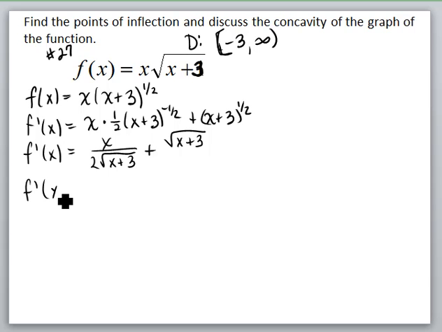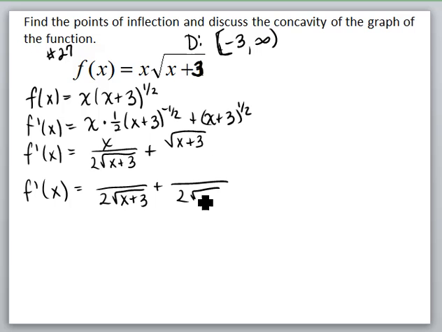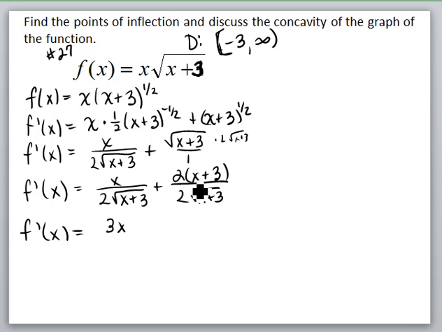So I need to combine these, which means I need common denominators. My common denominator is going to be 2 square root of x plus 3. This one doesn't change, however, this one was over 1. So when I multiplied the top by 2 square root of x plus 3, I end up getting 2 times x plus 3. So my first derivative will be rewritten as, this is x plus 2x, so 3x, and then plus 6, so I'm distributing those through, all over 2 square root of x plus 3.